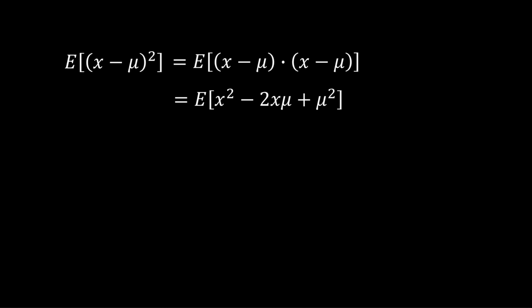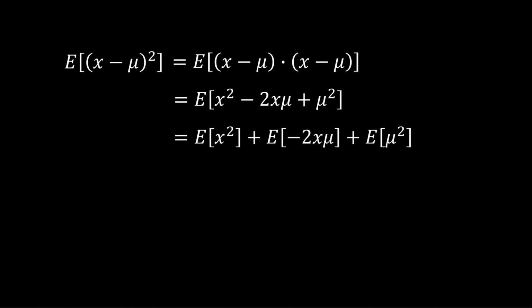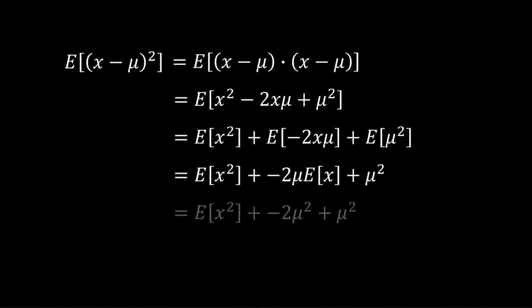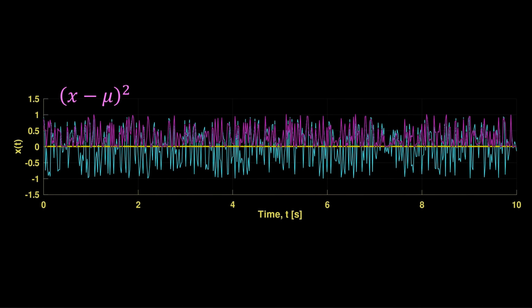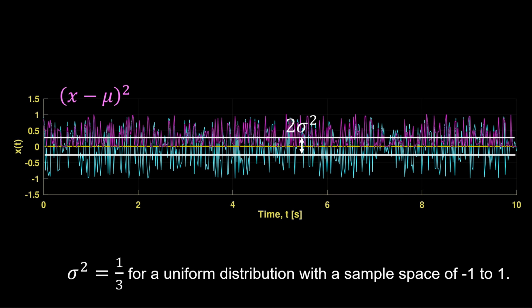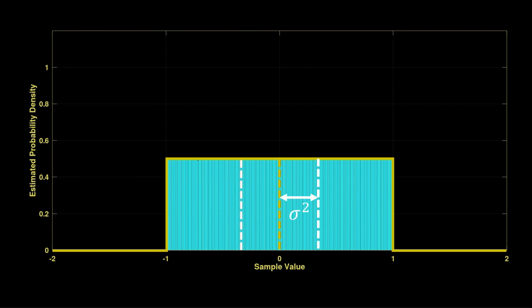Expand the product, distribute the expected value, factor out constants, substitute the mean, simplify, and we have that variance is actually the expected value of x squared minus the mean of x squared. For our random signal with a uniform distribution, its evaluation is 1/3. And on the PDF, there's 3 variances to the width of the sample space.